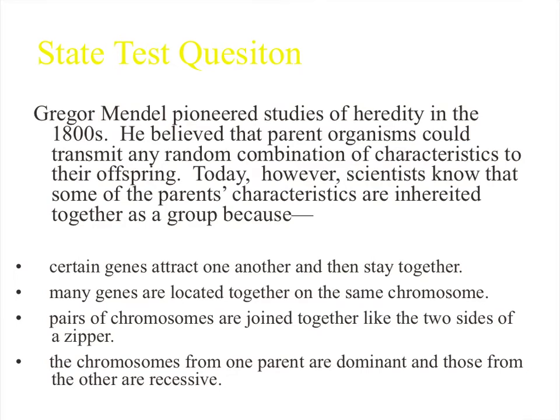Okay, Gregor Mendel pioneered studies of heredity in the 1800s. He believed that parent organisms could transmit any random combination of characteristics to their offspring. Today, however, scientists know that some of the parents' characteristics are inherited together as a group because A, certain genes attract one another and then stay together. B, many genes are located together on the same chromosome. C, pairs of chromosomes are joined together like 2 sides of a zipper. Or D, the chromosomes from one parent are dominant and those from the other are recessive.